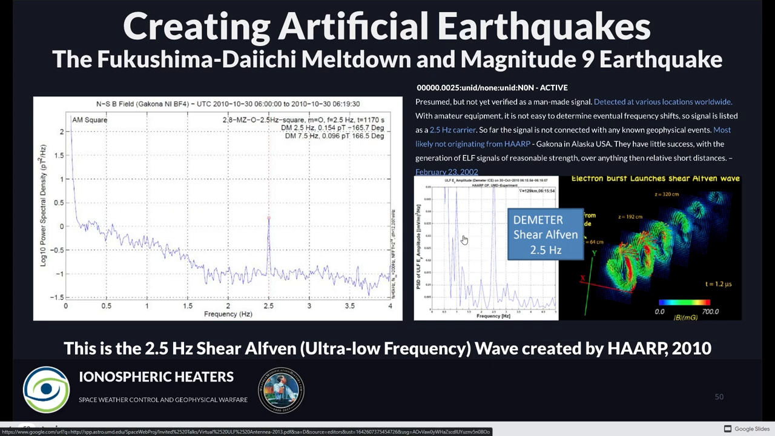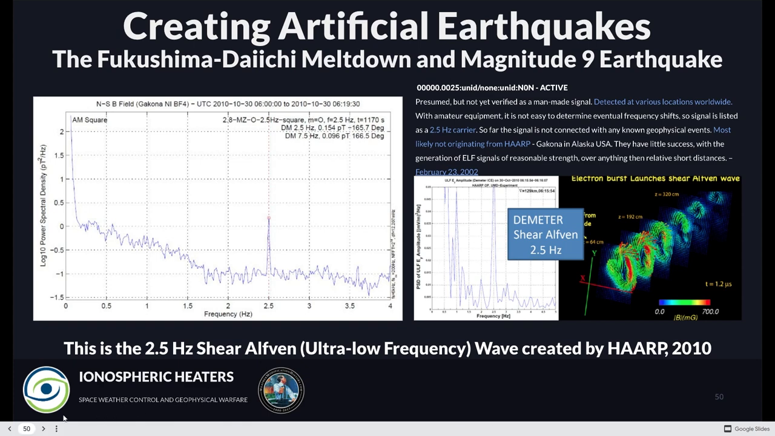Oh, wait, that's not the only one we got over here. ULF amplitude, Demeter ICE, October 2010. And this 2.5 hertz, on this chart at least, goes off the chart. Bam, right there. And the Demeter is actually catching these shear Alfvén waves at 2.5 hertz, which are these electron cyclotrons. It's like a vortex. That's what they're creating whenever they fire these signals into space. So this is the 2.5 hertz shear Alfvén wave, ultra low frequency wave created by HAARP 2010.